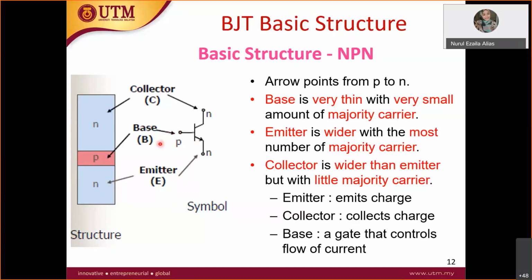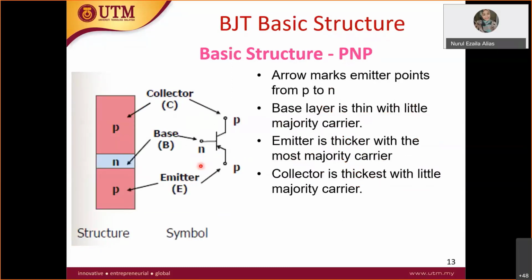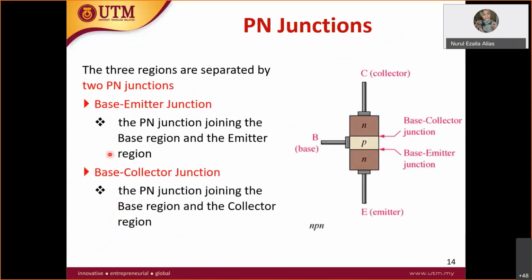So here you have IC, here you have IE, and here you have the base current. Usually the base behaves as a gate, either allowing the current IC to pass through to the IE or not. Vice versa for the PNP. The PNP has, at the center, a very thin layer of N-type material. All right, so this is how the structure looks.